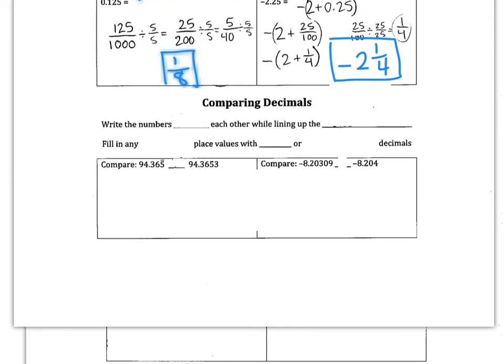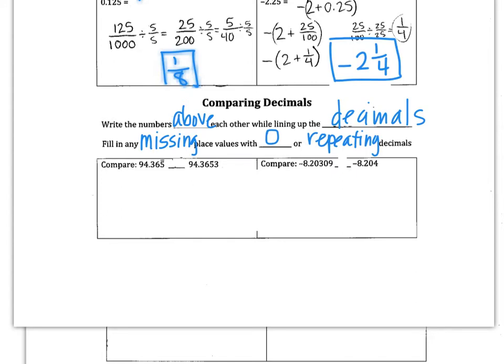Now when we're comparing decimals, we are going to write the numbers above each other while lining up the decimals. Fill in any missing place value with a 0 or a repeating decimal. So let's see what that looks like.